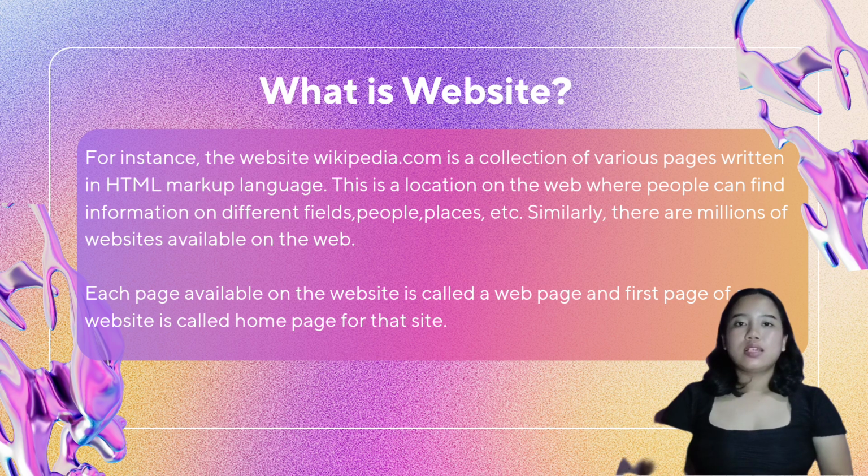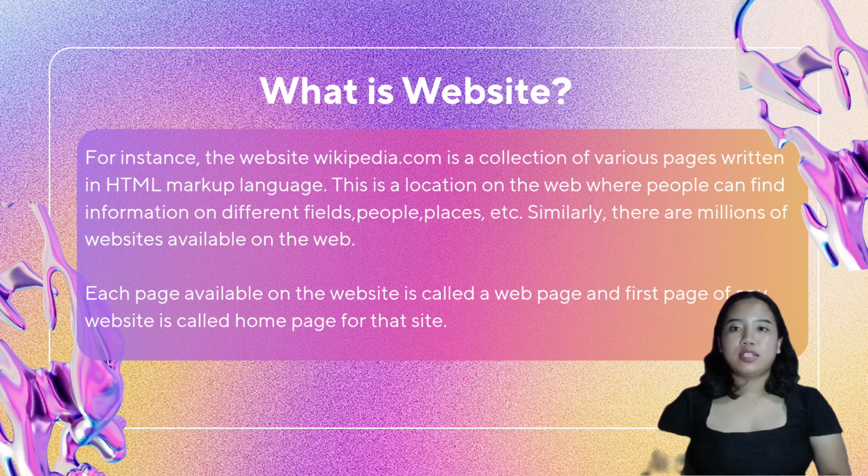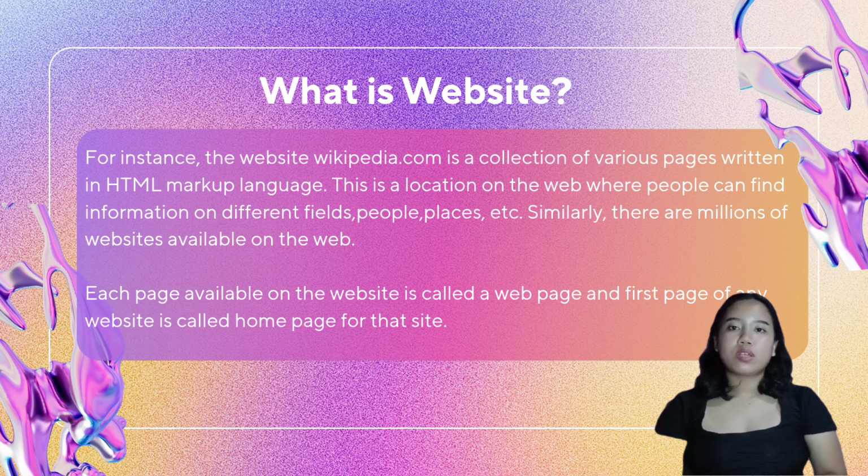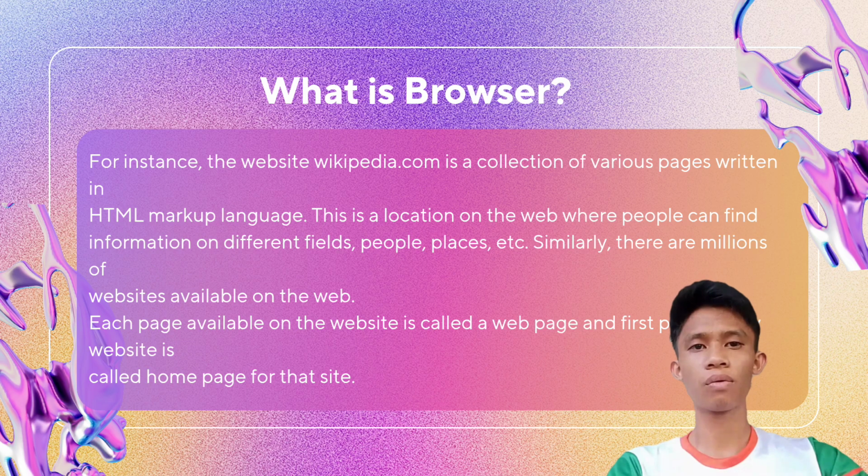For instance, the website wikipedia.com is a collection of various pages written in HTML markup language. This is a location on the web where people can find information on different fields, people, places, and etc. Similarly, there are millions of websites available on the web. Each page available on the website is called a web page, and the first page of any website is called the homepage for that site. What is a browser?